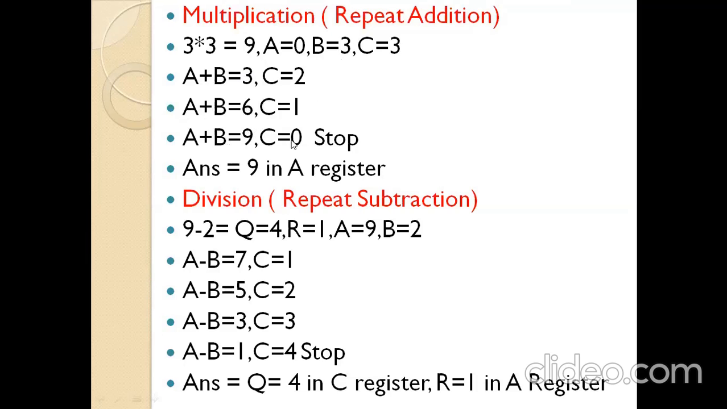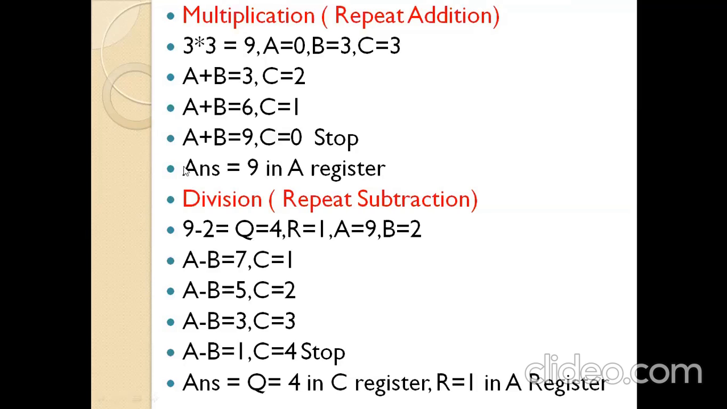Next, C is equal to 1. Decrement it, and you will get 0. When the C value becomes 0, you have to stop the process. So your answer is 9. It is available in the A register. This is the process of repeat addition.